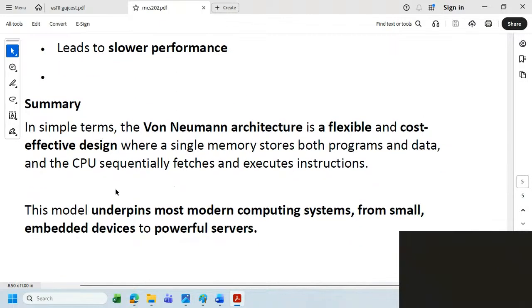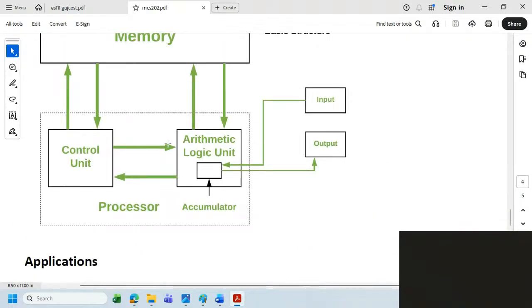So, in summary, we can say that in simple terms, the von Neumann architecture is a flexible and cost effective design where a single memory stores both programs and data, and the CPU sequentially fetches and executes instructions. This model underpins most modern computing systems, from small embedded devices to powerful servers. So this is how you can write your answer for this assignment question.